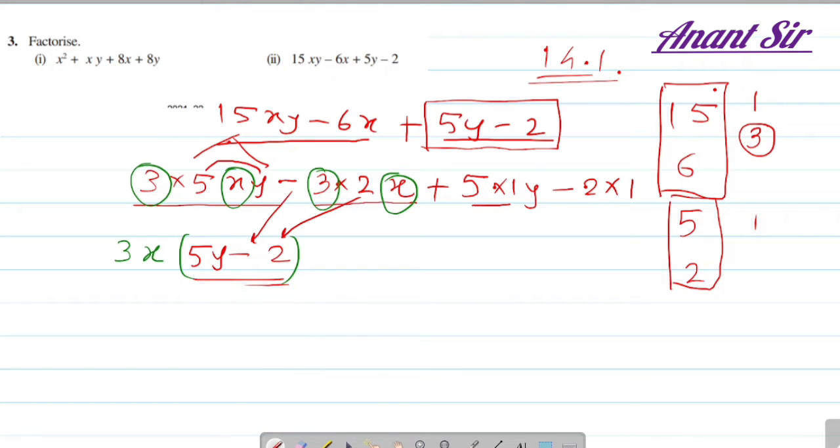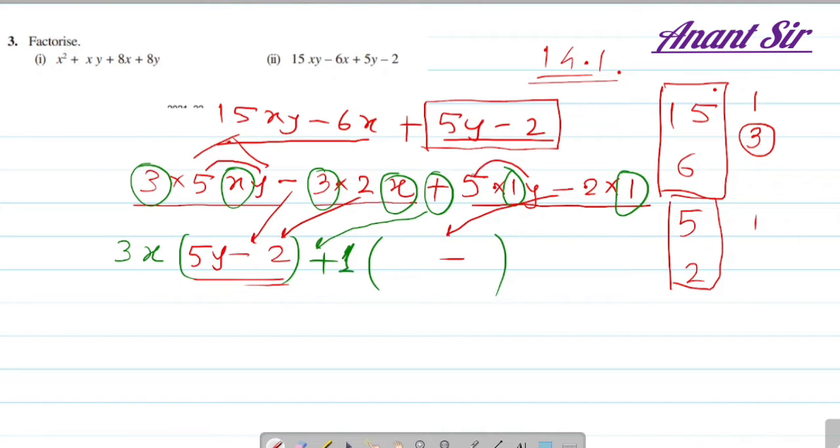Then, when we take common from the last two terms, what is the same in the last two terms? It's 1 only. Again, the common mistake: students write 1 but forget to write the sign of the third term. Okay. So when we take 1 common, what remains in the bracket? There is a negative sign, and before the negative sign is 5y, and after the negative sign is 2. And now, as I told you in the last question also, if these two brackets are the same, then consider that your answer is going to be correct.